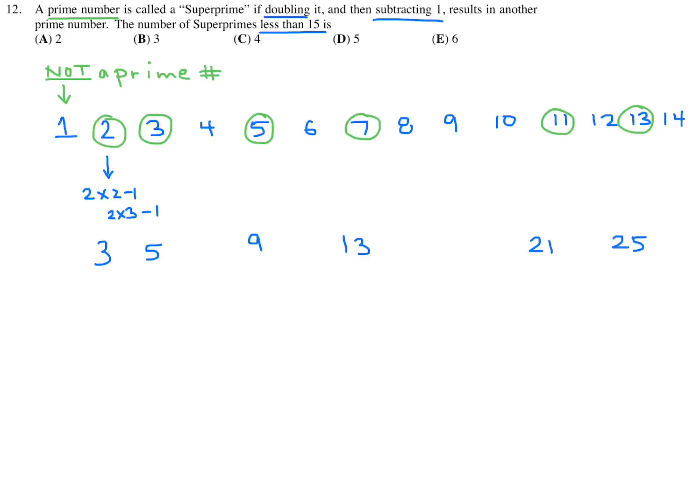Now, this new list, how many are prime? This is a prime, that's not. This is a prime, that's not, and that's not. So, the answer is 3. 3 numbers below 15 can be made into superprimes. So the answer to number 12 is B.